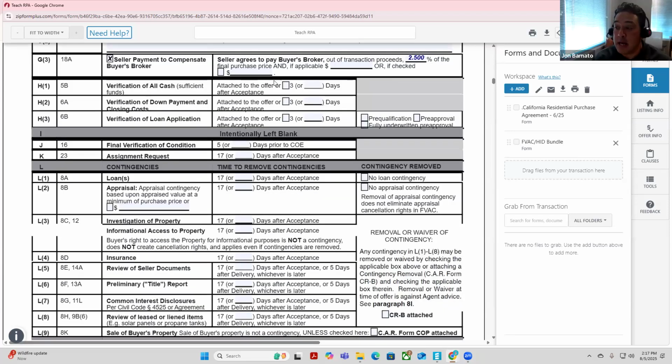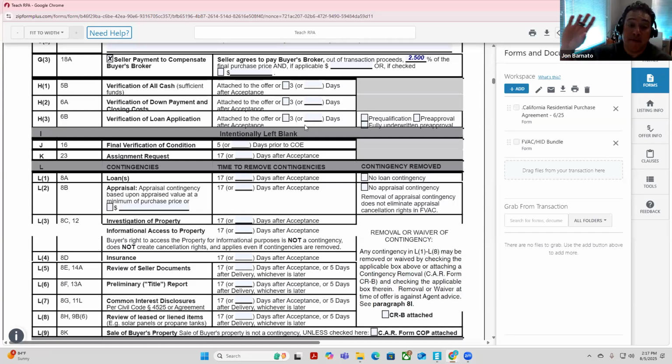Okay, verification of all cash. If you're doing a cash offer, usually it's attached to the offer. If you're doing an all cash offer and putting 3 days on here, that is very much frowned upon in the industry. Does that make sense? If you're doing a cash offer, you put verification of cash on there. What is verification of cash? Bank statements, brokerage fund statements, anything that looks official. I've even had pictures of their bank account from their app, if the seller is willing to accept that.